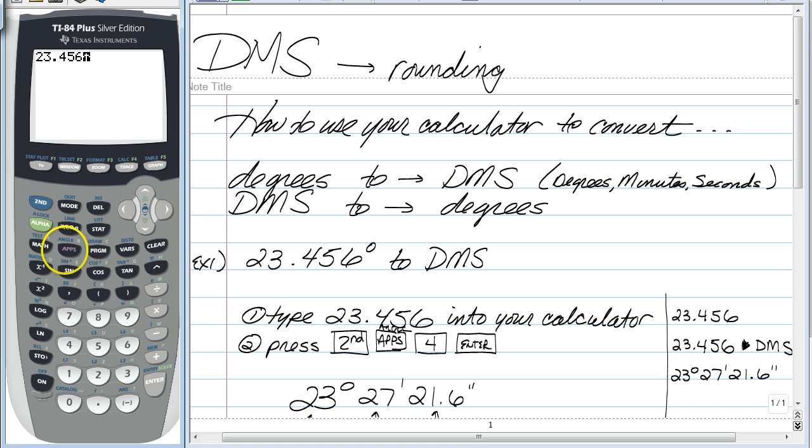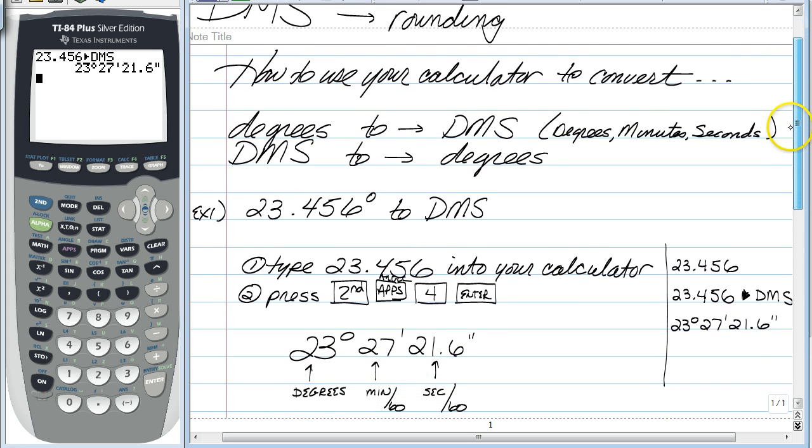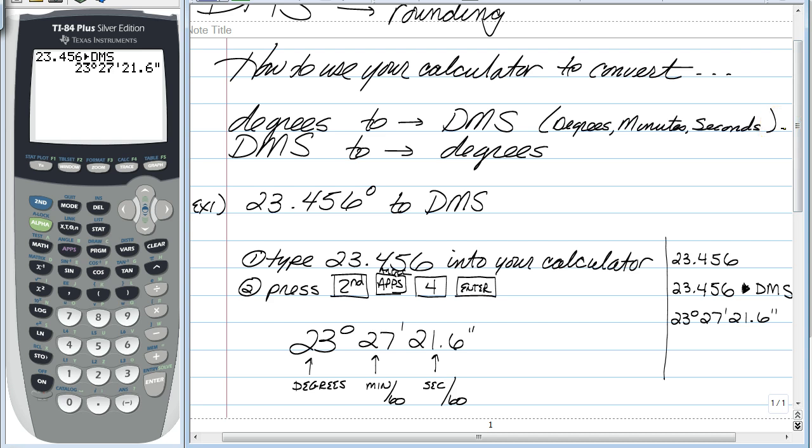Now the apps button is what's going to take you to your angle menu. And then you can see number 4 is just convert to DMS. Click enter, and it's done. It just did it for you. As you can see, you should have exactly what I have over here, 23 degrees, 27 minutes, and 21.6 seconds.